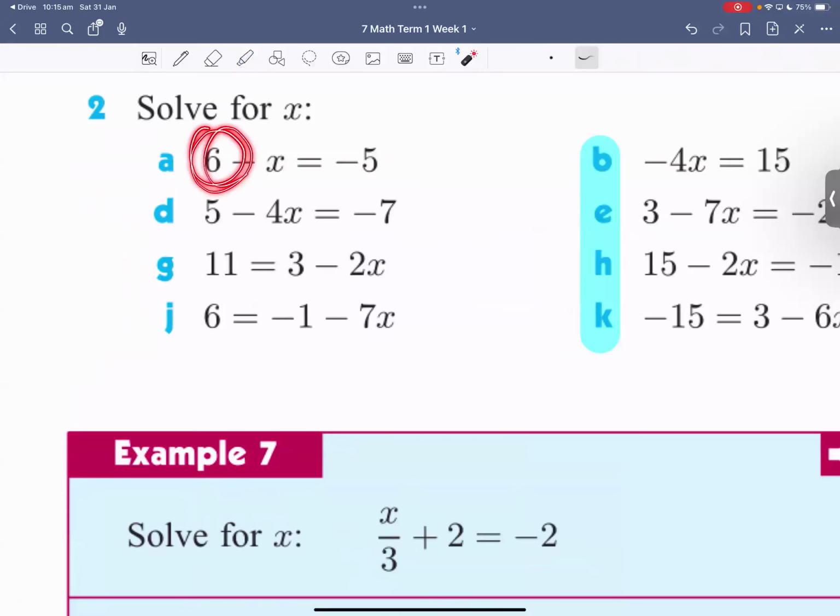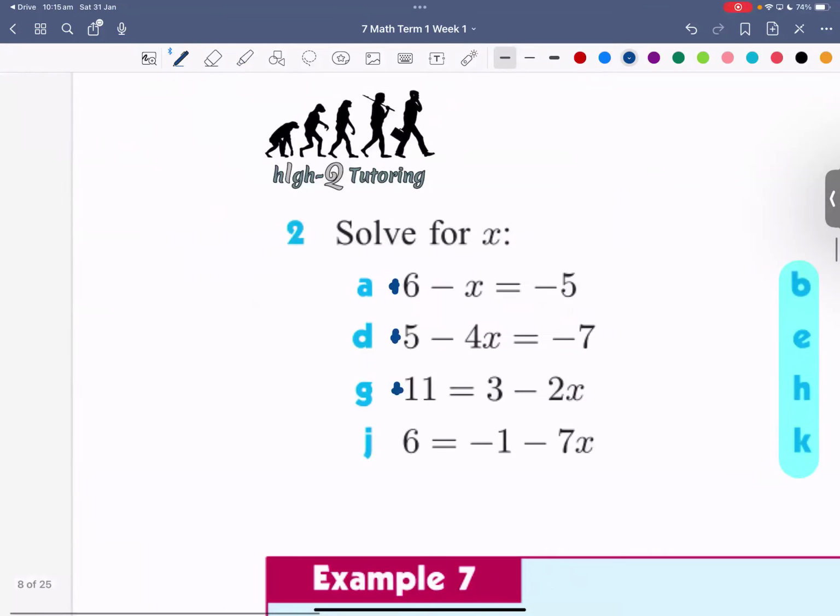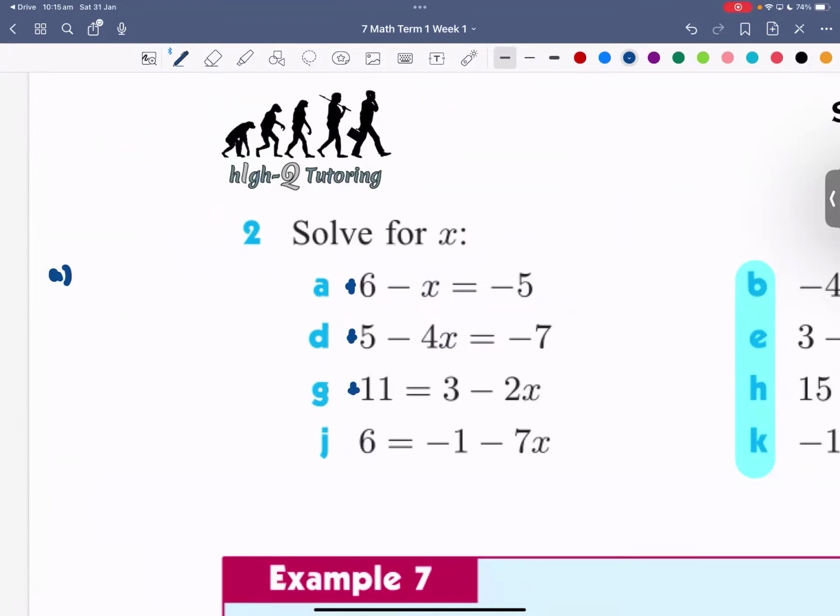There's an invisible plus in front of the 6. Just remember that. There's a plus there, there's a plus there. So for A, we have a plus 6, take x is 5. We've got to get rid of a plus 6. How do you get rid of a plus 6?